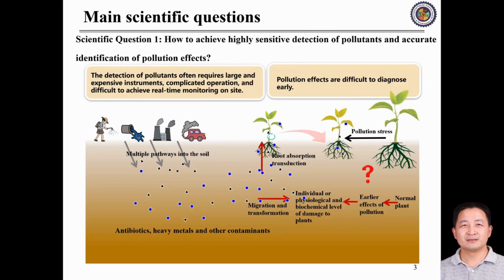The detection of pollutants often requires large and expensive instruments and complicated operation, and it is difficult to achieve real-time monitoring on site. In addition, pollution effects are difficult to diagnose early. More and more pollutants, such as antibiotics, heavy metals, and pesticides, enter the soil environment. This will lead to physiological and biochemical damage to plants. But how to detect this pollution effect earlier and more sensitively is important. So, how to achieve highly sensitive detection of pollutants and accurate identification of pollution effects?